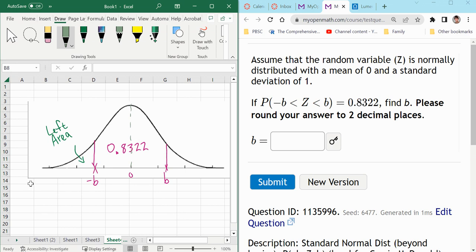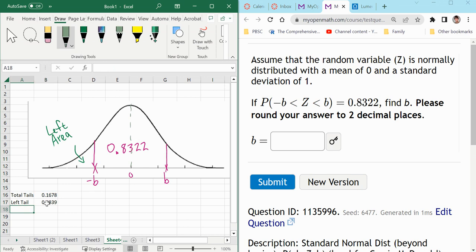So what we're looking to do is calculate, I'm going to do it down here, 1 minus 0.8322, okay? So that gives us the total area in both tails. And then the left tail area is going to be half of that. So let me just do a little notation here. Total tails together is 0.1678. And the left tail only would be half of that since the two tails are exactly equal. So we're just going to take the total tail area and divide it by 2.